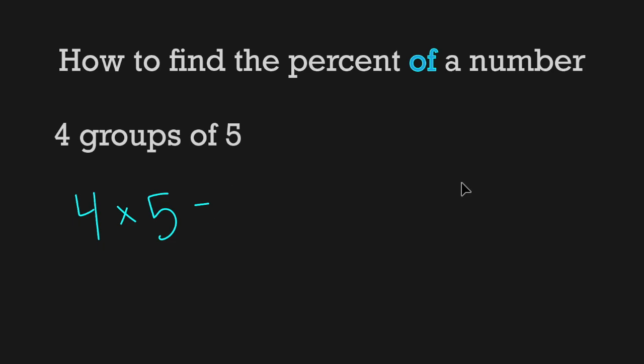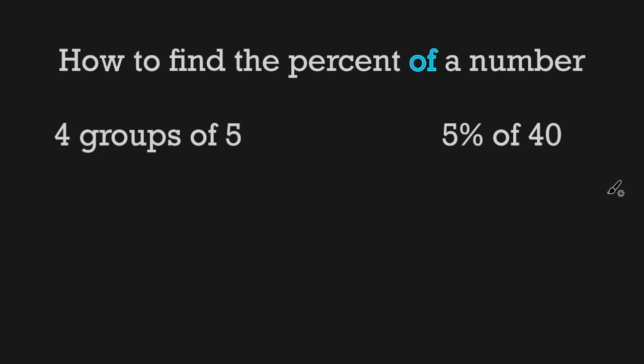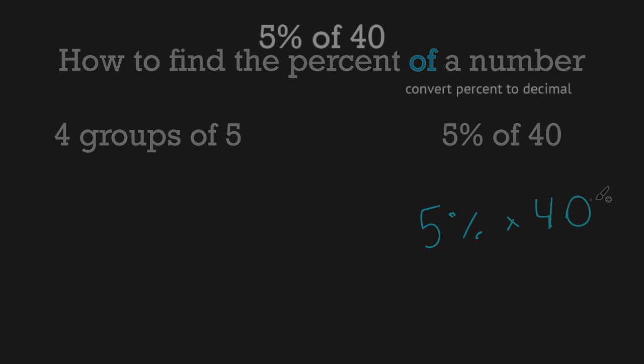Now, the same thing applies when we're talking about a percent. If we say 5% of 40, here we're talking about a multiplication. But how do we multiply 5% times 40? Let's say we have 5% of 40. So we have 2 ways of doing it.